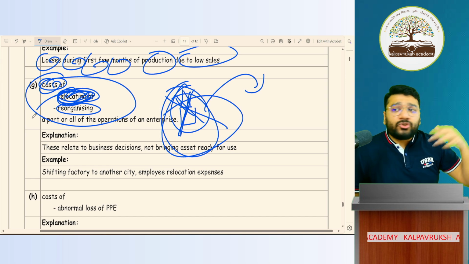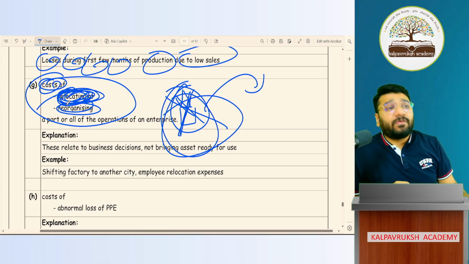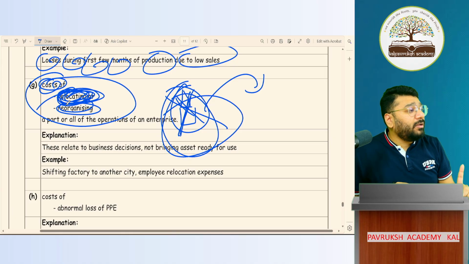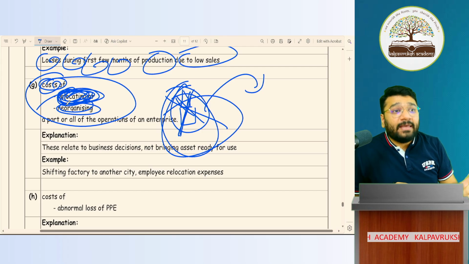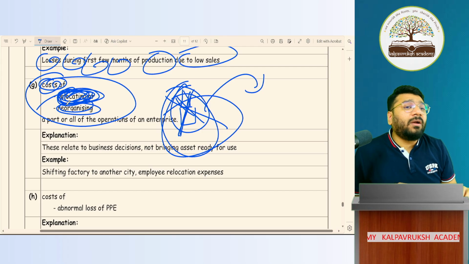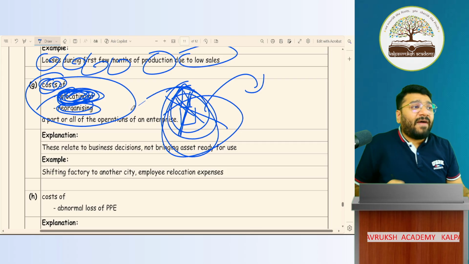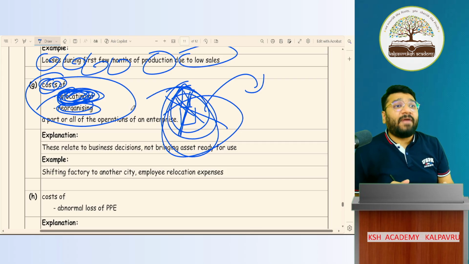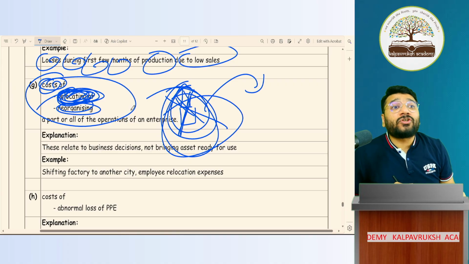Clear or not clear? So AS10 says that the cost of relocation or reorganizing the operations of the business is not essential for the development of the PPE or construction of the PPE or the installation of the PPE. Therefore, those will not be a part of my cost of PPE. Got it? Not got it? Okay. But my question is, this old factory is there, no? I'm demolishing the old factory. That's cost of demolition. Will that be a part of cost of PPE?